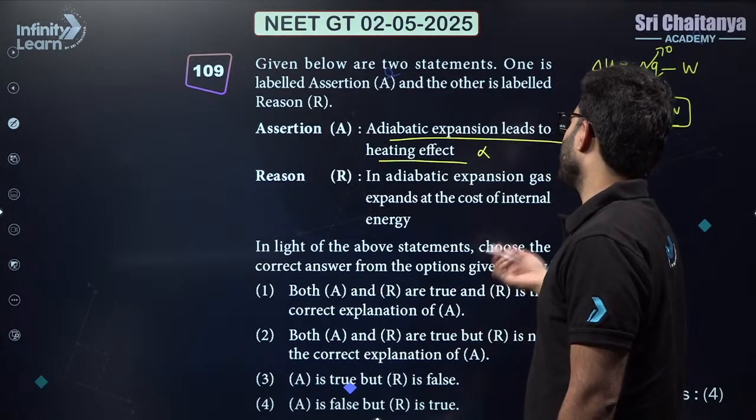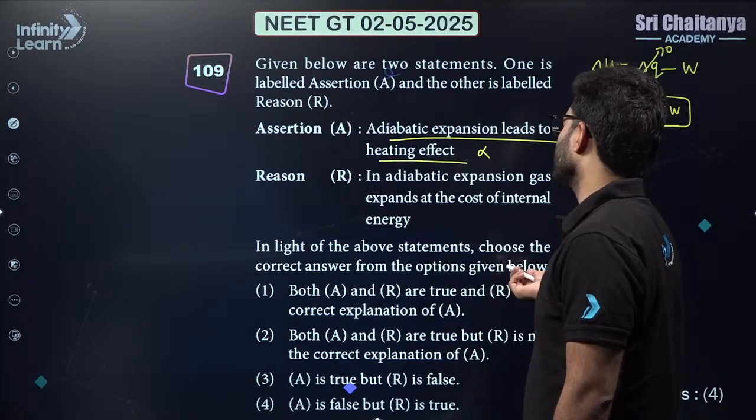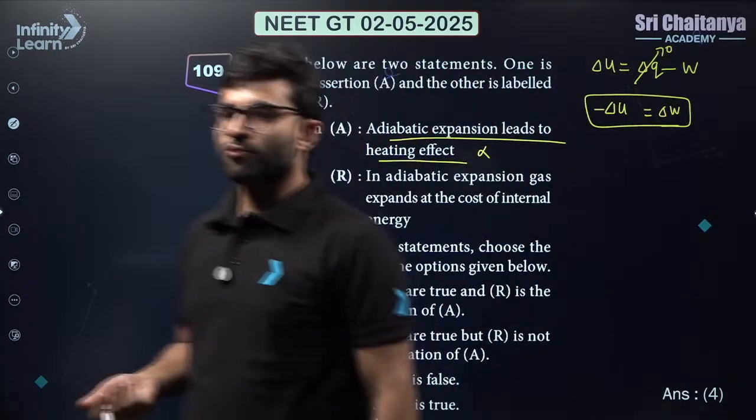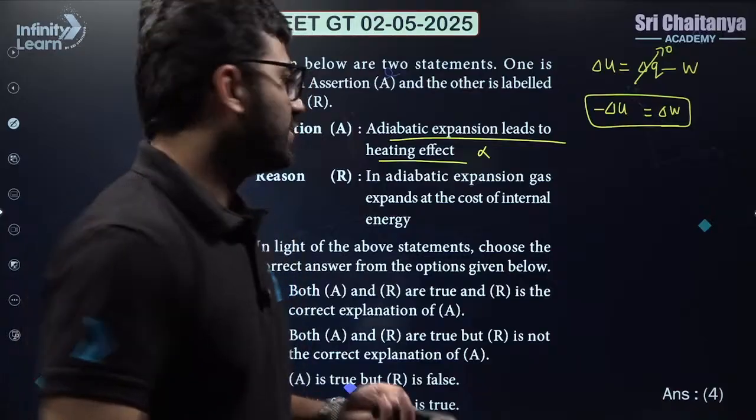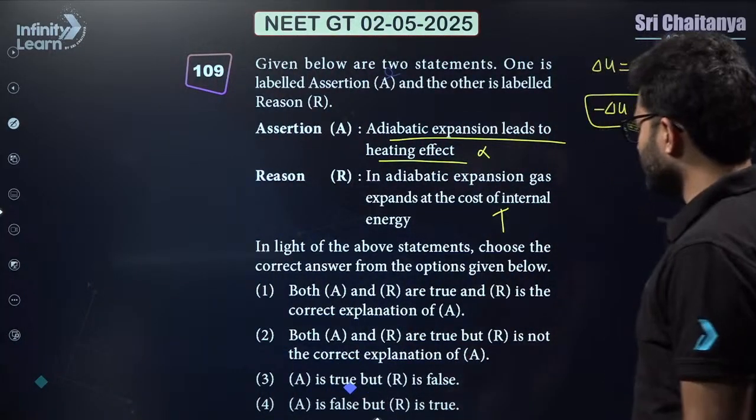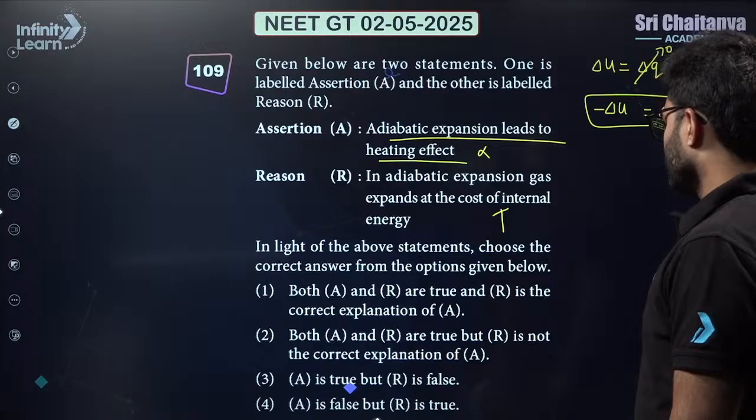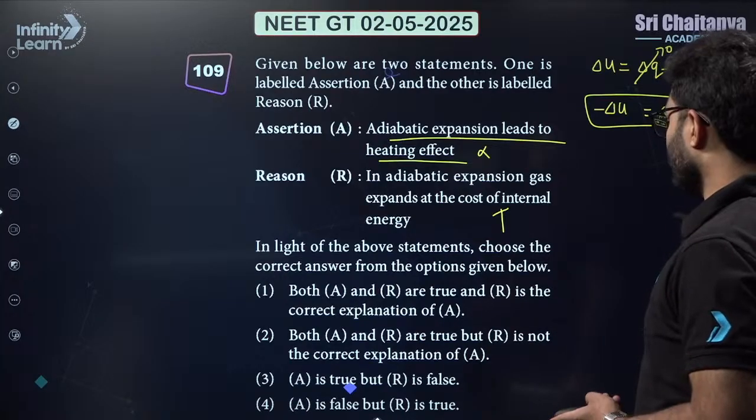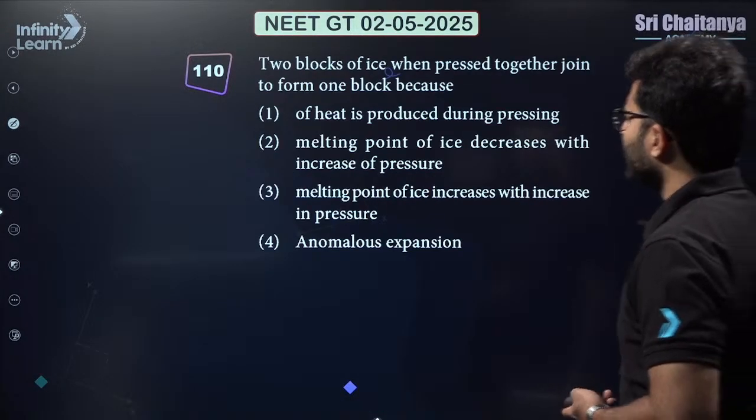The next is, in adiabatic expansion, gas expands at the cost of internal energy. Yes, that is true, because there is no heat exchange, right? There is no heat exchange. So that is true. So first is false, second is correct. So that gives you 4, right? Let's move to the next question.